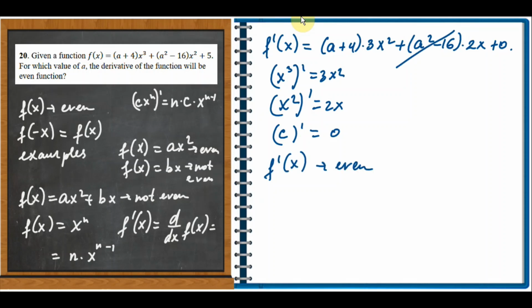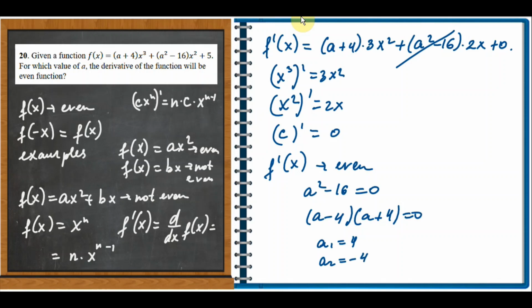Now, in order for the derivative of f of x to be an even function, we must get rid of this term. If we have just x squared here, that will be an even function. Therefore, we will make a squared minus 16 equal to 0, because when you multiply it by 2x later, that's going to be 0 as well. So a squared minus 16 factorizes: a minus 4, a plus 4 is 0, and a1 is 4, a2 is negative 4. So we can take both of them.